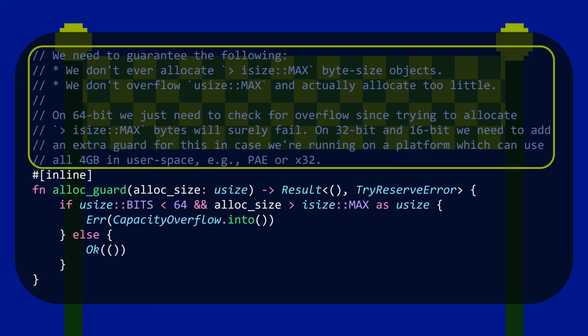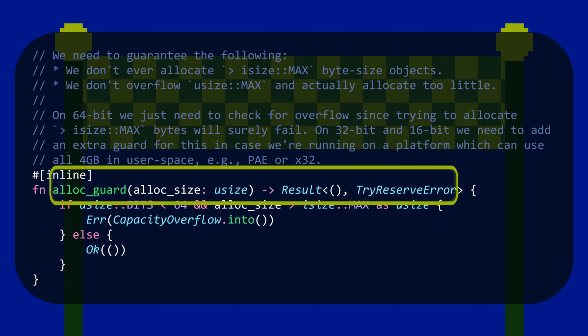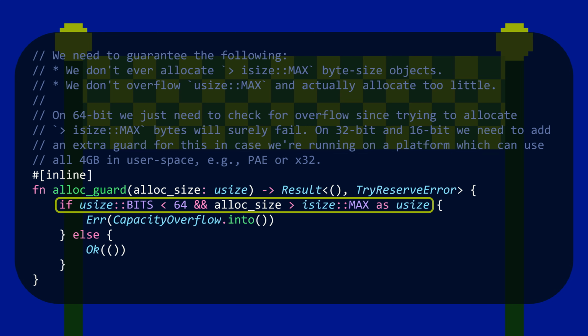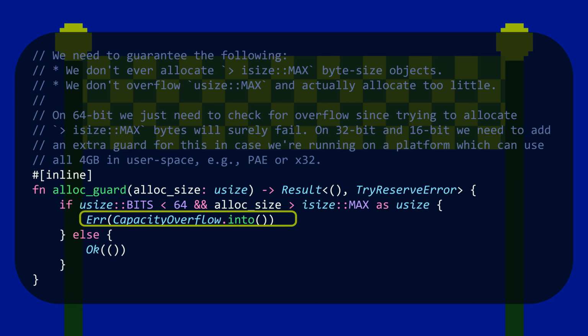This comment explains what guarantees this function is created to uphold. We don't ever allocate greater than isize max byte size objects, and we don't overflow usize max. However, on 64-bit machines, we don't really need to do anything here because we only need to check for overflow. In code, we check if usize bits is less than 64. This means we are on a system smaller than 64 bits. If we are on a smaller system, we also check if alloc size is greater than isize max. If both of these conditions are true, we return a capacity overflow error.